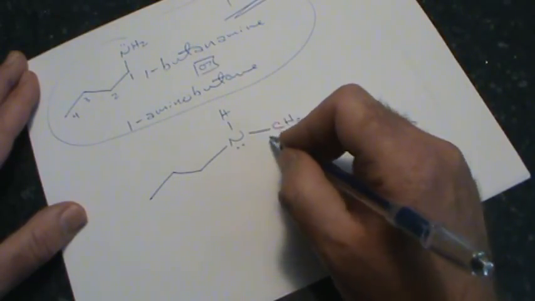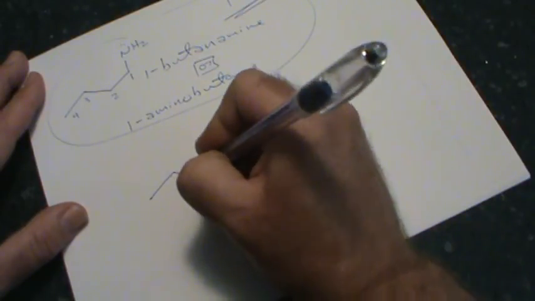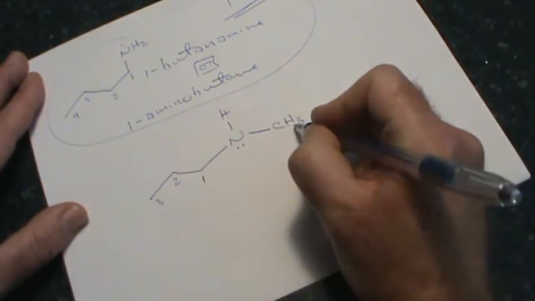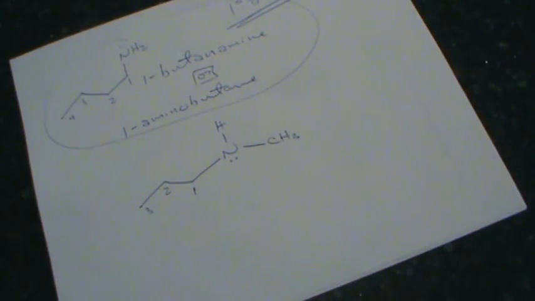I'm going to treat this methyl group as though it's a substituent. But if I number the longest chain, the methyl group's not part of that numbering system. I don't say it's a 1-methyl anything.